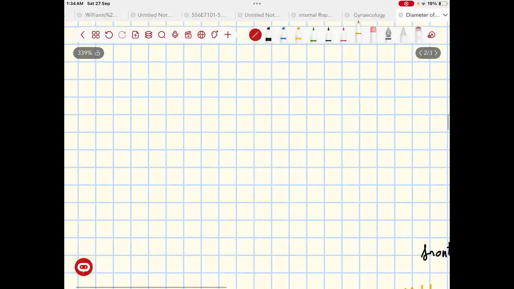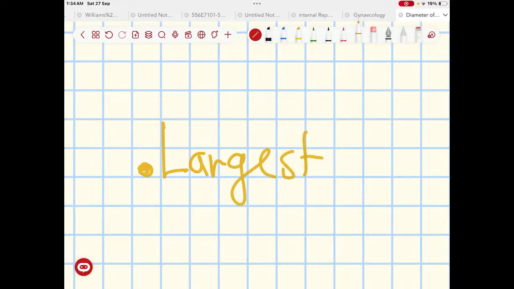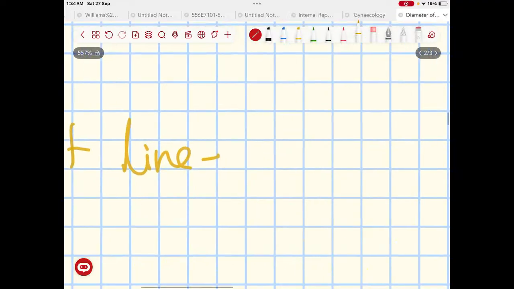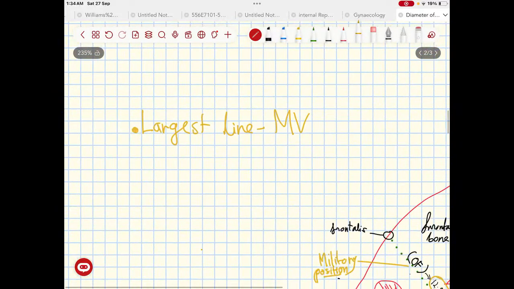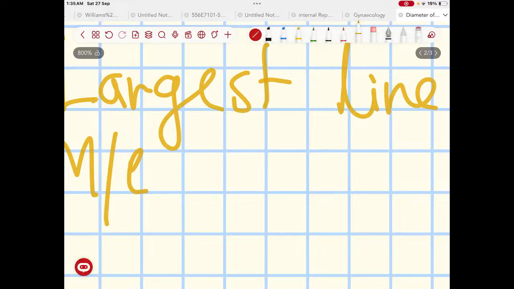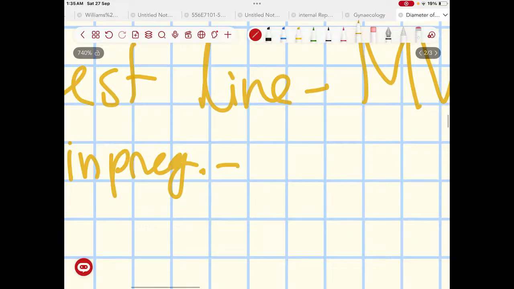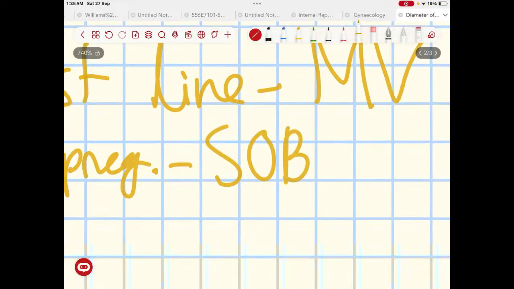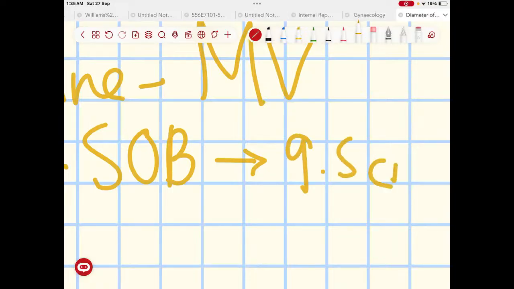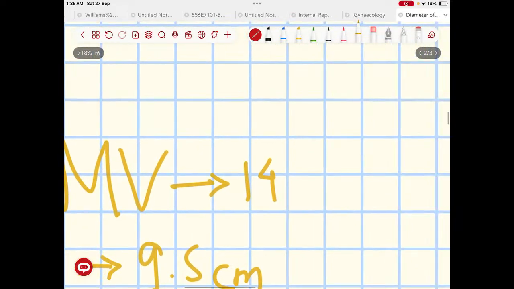So what points did we get? The first one, the largest line is mento vertex. The most common in pregnancy is suboccipitobregma. The length of this is 9.5 centimeters, and the mento vertex is around 14 centimeters.